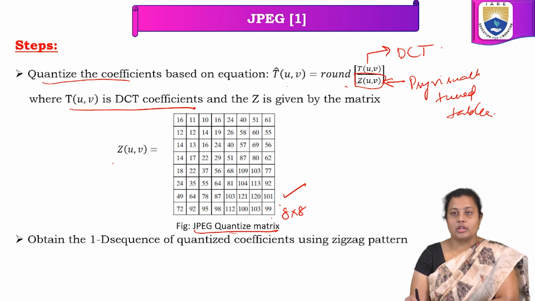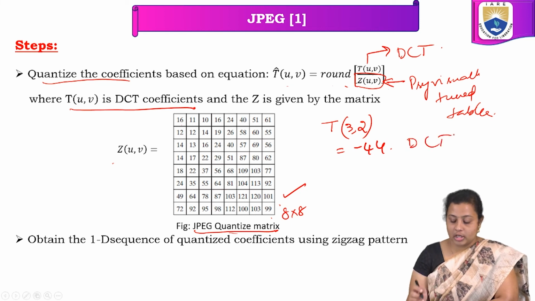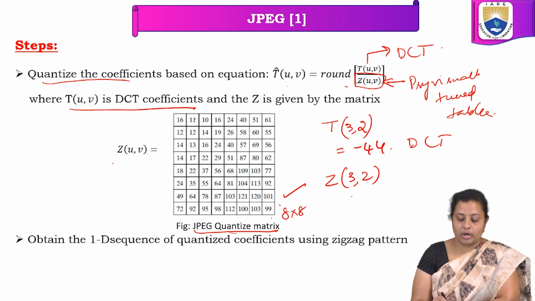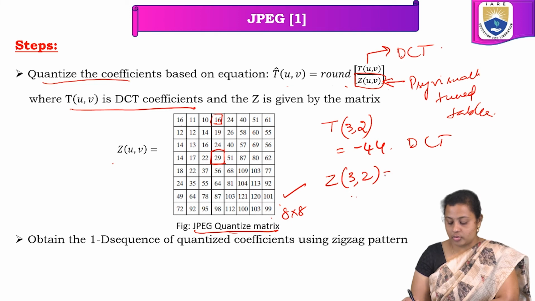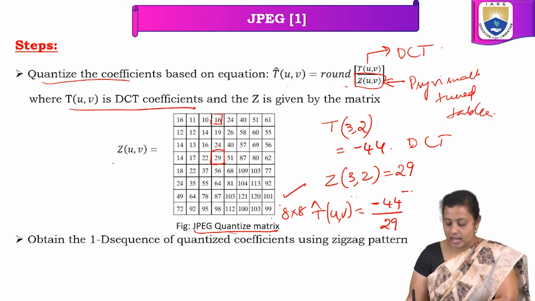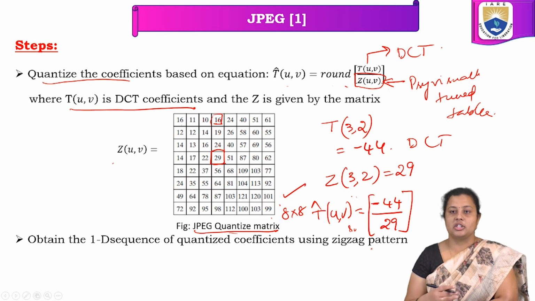Suppose we have a DCT coefficient value at 3 comma 2 to be minus 44. Then we have to get our value Z of 3 comma 2. That is the third row, second column, counting 0, 1, 2, 3. Z of 3 comma 2 is 29, right? So T cap of u comma v is achieved by dividing minus 44 by 29, and this value is rounded off to the nearest integer. This is how quantization is performed in JPEG.